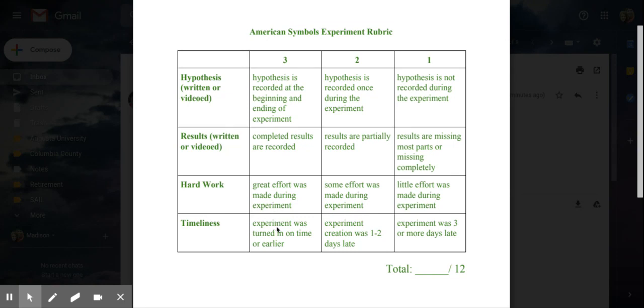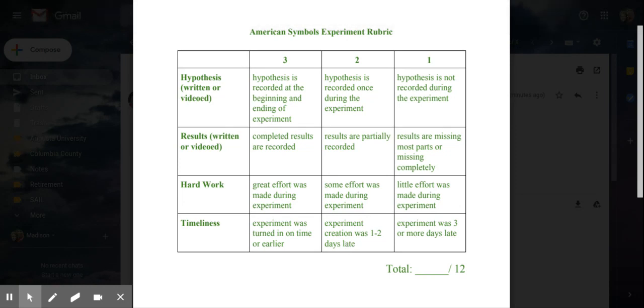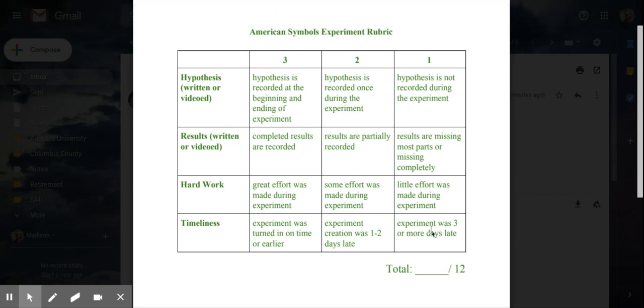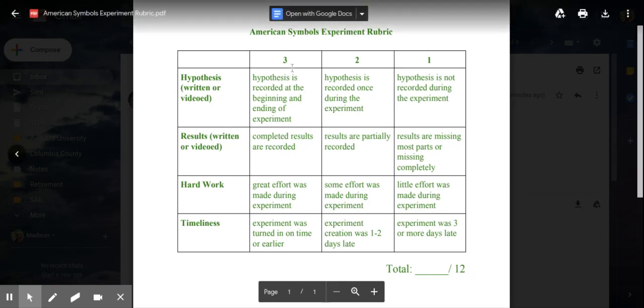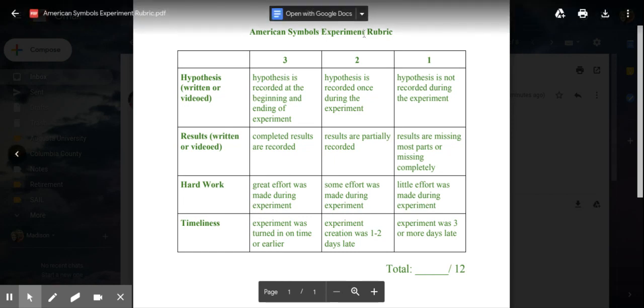And then timeliness. Timeliness is when you turn things in on time. If you turn it in on time, you'll easy peasy get a 3. If you don't turn it in on time and you're 1 to 2 days late, you'll get a 2. And then you'll get a 1 if you turn it in very late. This rubric is out of 12 points. So getting all 3s is how you will get a 12. So remember, guys, when you're looking for an experiment, this is what your expectations are. This is your rubric. This is how I will be grading you, and it is the green one.